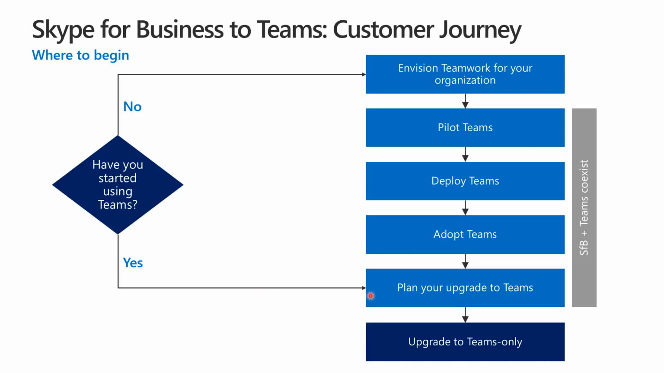Now, if you have started using Teams, as you see on the flow chart here, well, then of course you can start looking at how you plan your upgrade to Teams because you've already started to utilize Teams in your environment. Now, throughout all these phases, as you see on the right here, there is going to be a period of coexistence between Skype for Business and Teams, and we'll deep dive into that in one of our later trainings to tell you more about how these two platforms coexist together. The end state is the box that we see at the bottom here, which is our upgrade to Teams only. That's where we have transitioned all of our users and upgraded all of our users from Skype for Business to Microsoft Teams.